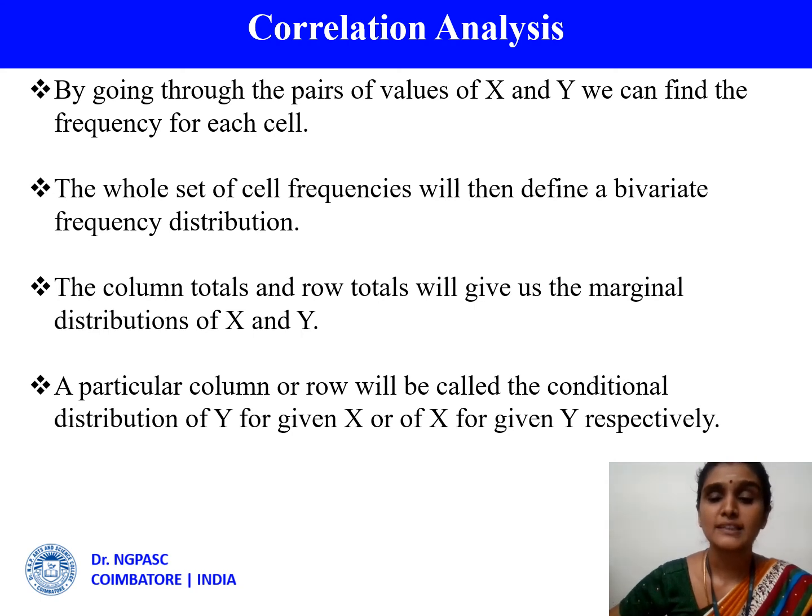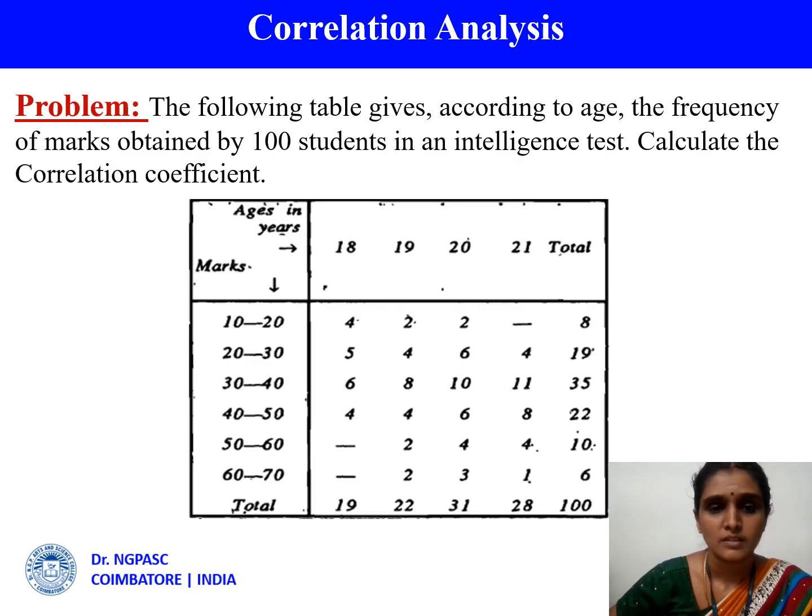So if we are classifying the class intervals of x as m, that is m class intervals for x and n class intervals for y, then there must be m cross n cells. In each cell, we have to write the frequency. Then the whole set of cell frequencies will then define a bivariate frequency distribution. The column totals and the row totals will give us the marginal distributions of x and y. A particular column or row will be called the conditional distributions of y for given x and of x for given y respectively. And this is the one problem for bivariate frequency table.